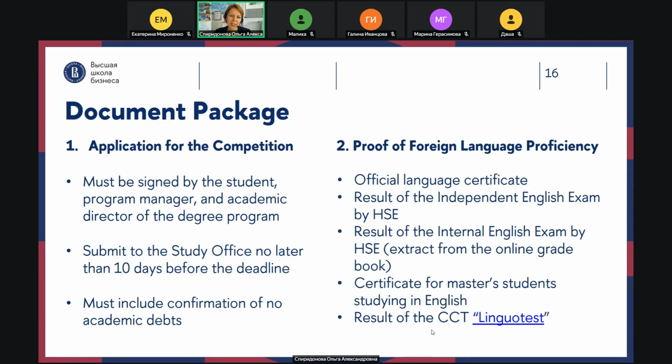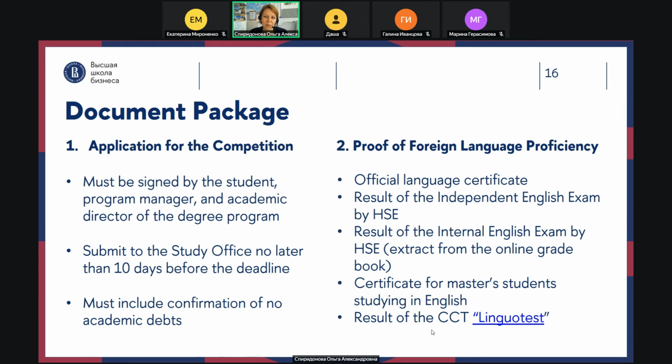This application for the competition should include information that you have no debts. And it's very important. At least by the beginning of the mobility, you for sure shouldn't have any debts to be able to go there. So another document is a proof of foreign language proficiency.